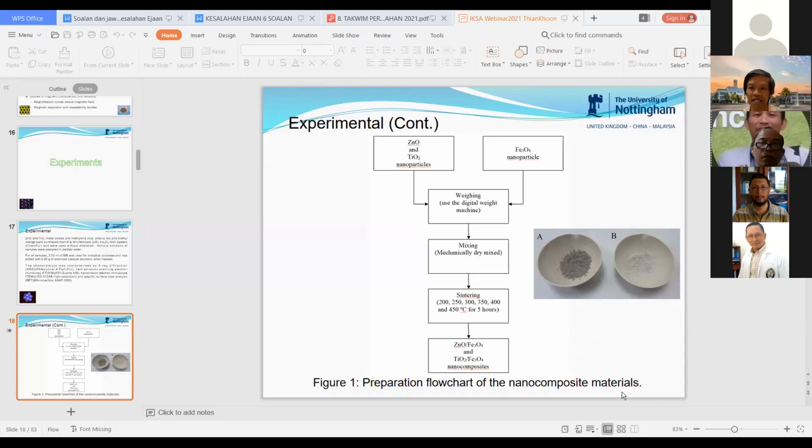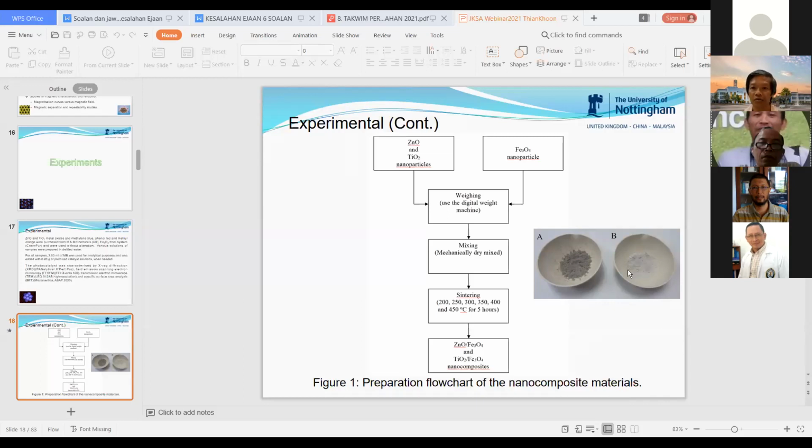So this is the mixture that we have, okay, right? So the composite that we have before we sinter. On the left side, which is A, this shows a bit darker, right? A bit darker. So this has the highest amount of the iron oxide, and on the right is the least amount of the iron oxide.